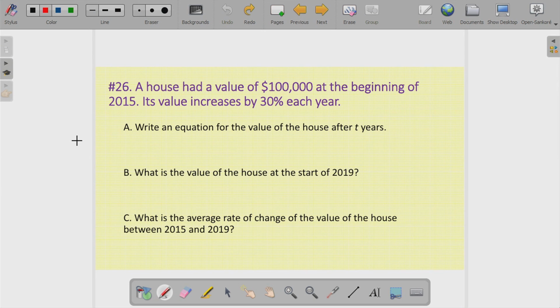We received an email about problem 18 in the semester exam review packet, so let's go ahead and take a look at that item now. Rather, problem 26 we're up to.